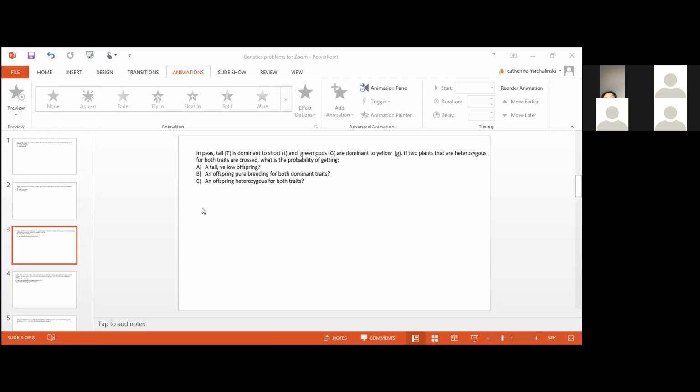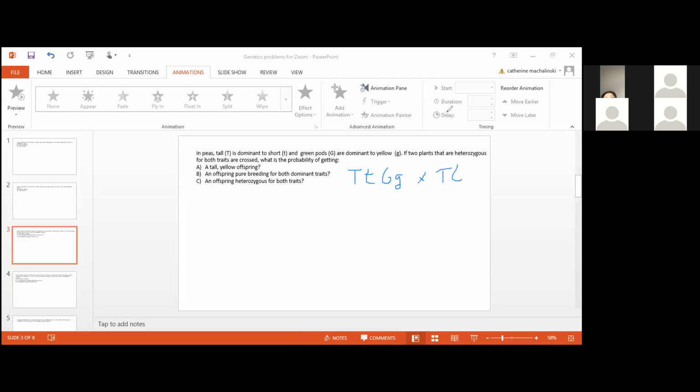So you can put whatever trait you want first and whatever one you want second. It is usually a good idea to be consistent with which one's first and which one's second. So since I wrote the T's in the question first, I'll put that one first. So, oops, sorry about that. I need to annotate here. All right, so the 2 parents are big T, little t, big G, little g.